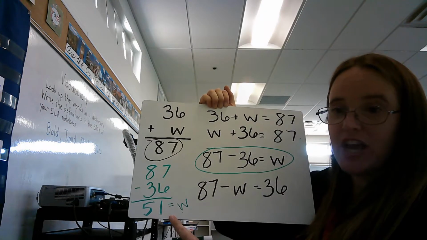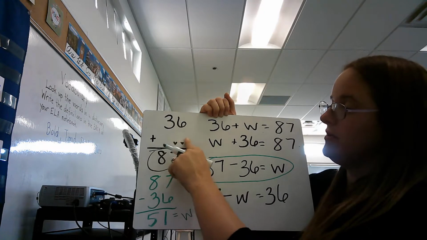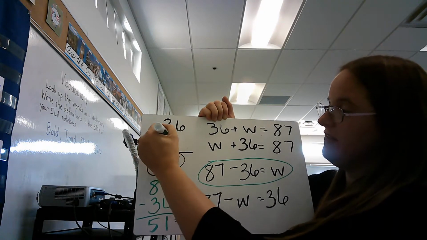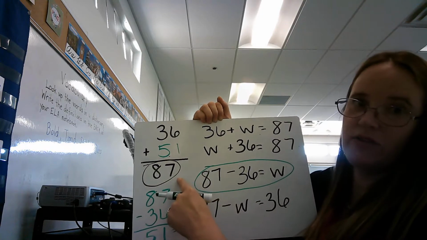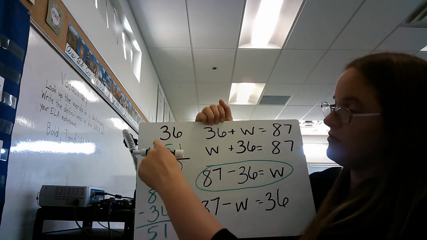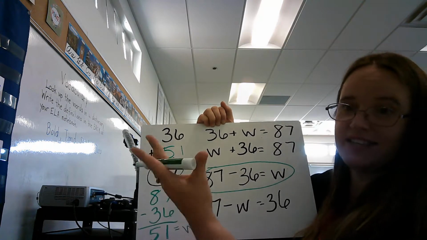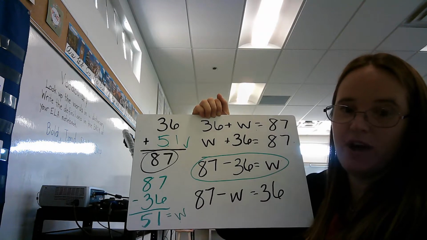If you want to check your answer, and I highly recommend that you do, I would go up here and replace 51 for your W, and then add it and see if you get the correct answer. 1 plus 6 is 7, and 3 plus 5 is 8. So yay, we've checked our answer. W must be equal to 51.